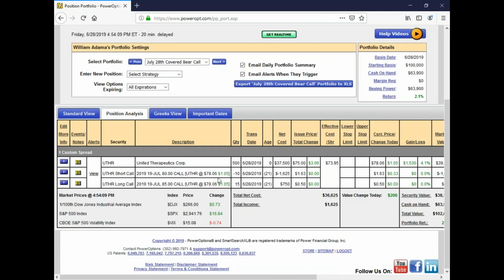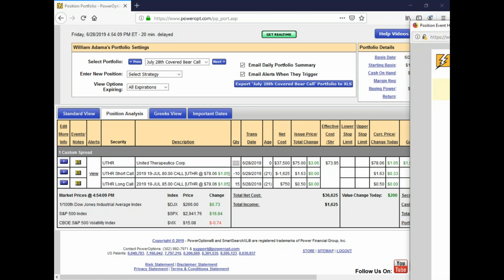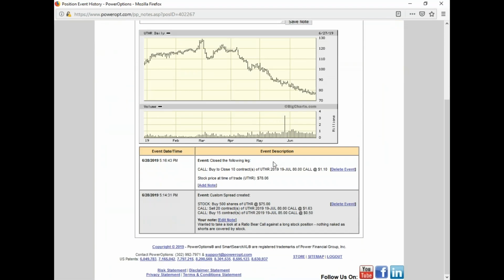Okay, so now what do we have? I've got 10 contracts short, 15 contracts long, 500 long as well. And I go and click the book icon here, Darrell. There we go. An event, close the following leg, bought to close 10 contracts of UTHR at 110, stock price at the time of trade, 78.06. It records that as well. Add note.